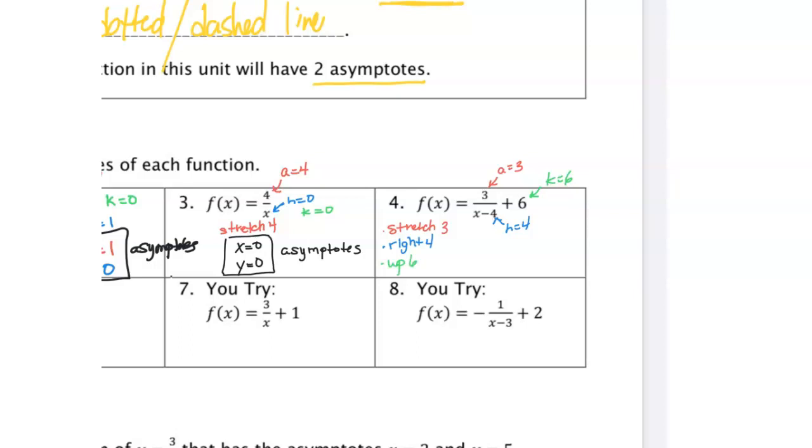Lastly, those asymptotes. Your x is equal to your h value, which is 4. And your y is equal to your k value, which is 6. So these are our asymptotes. That's where on the graph, if we were graphing those two asymptotes, we'd have dashed lines.